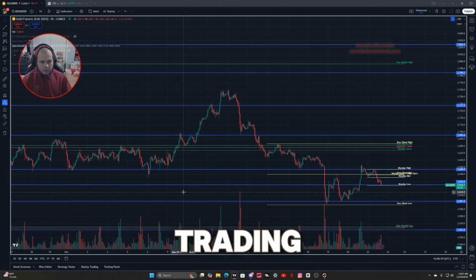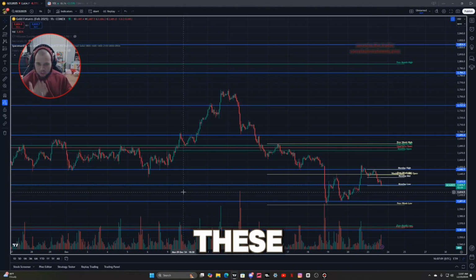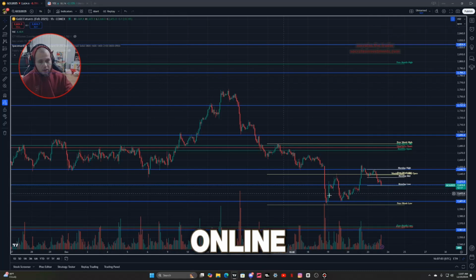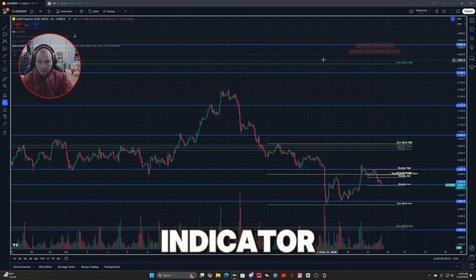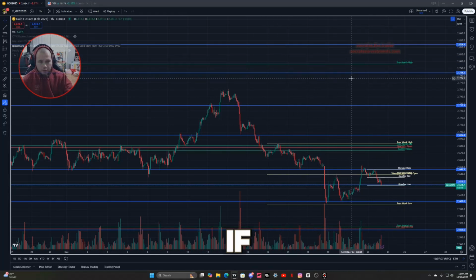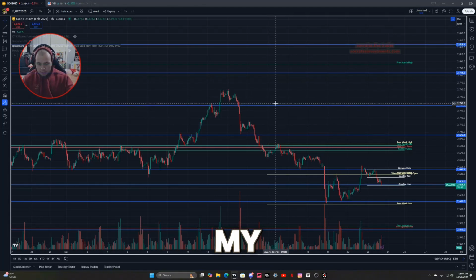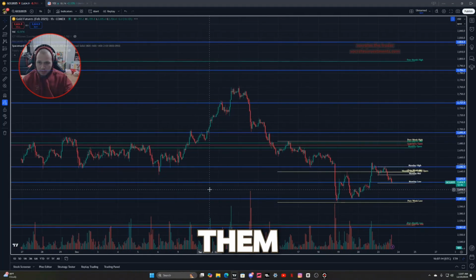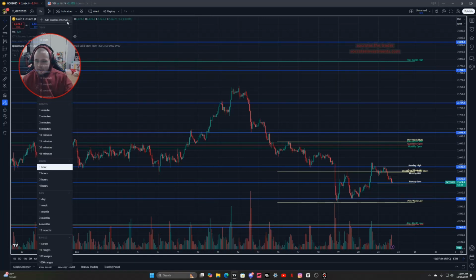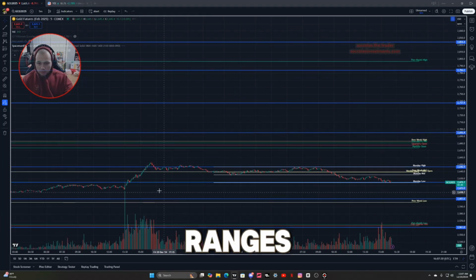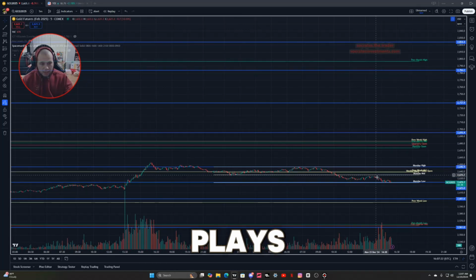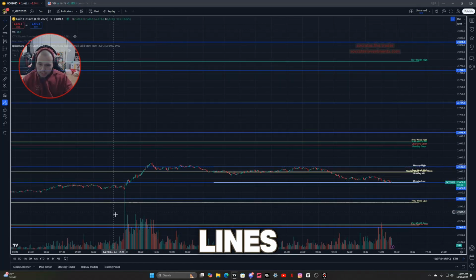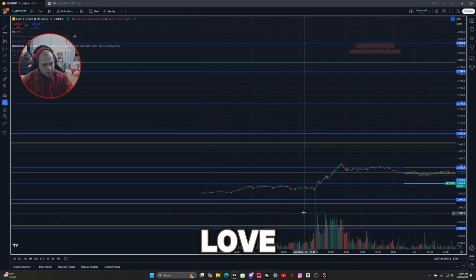And again, trading is as simple as these blue lines aligned with this free indicator. This is a free indicator. I have another video, if you haven't seen, on my YouTube about all the indicators in depth and why I like them. But again, guys, you can see how price will stay within our ranges and how we can make plays within these blue lines alone. This is why I love key levels.